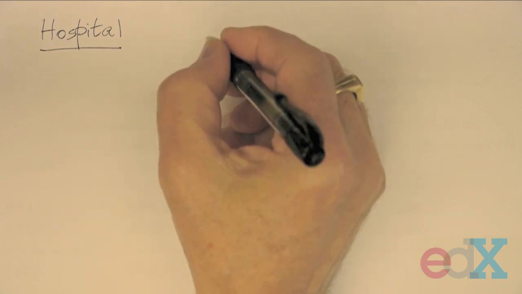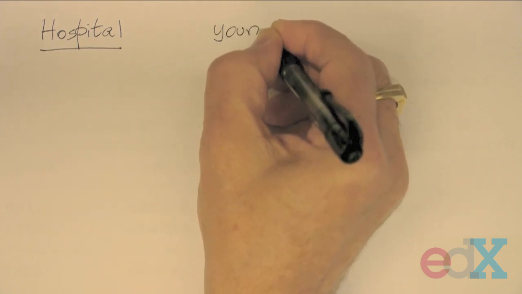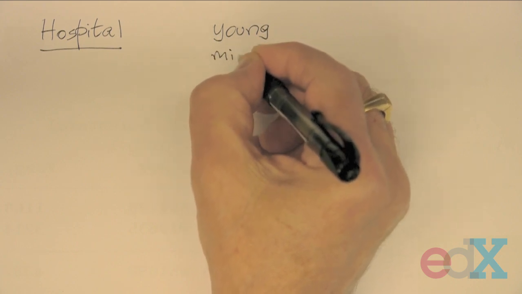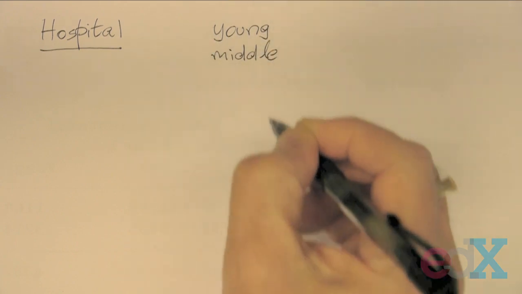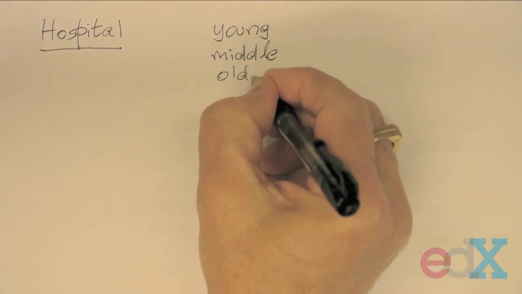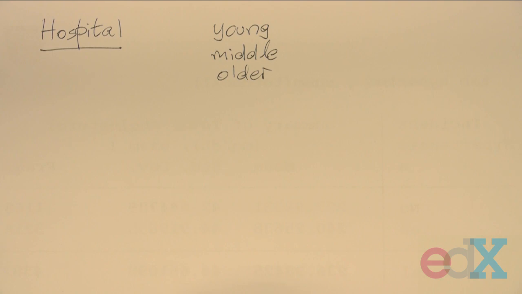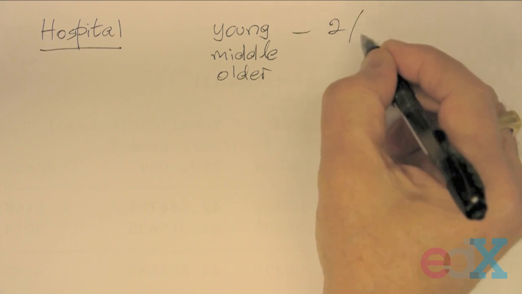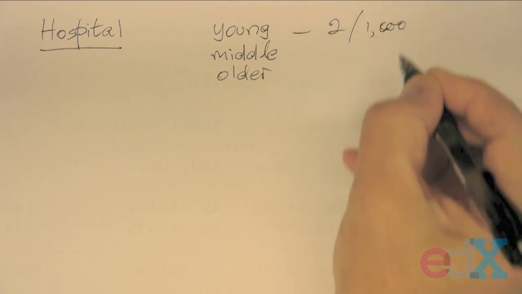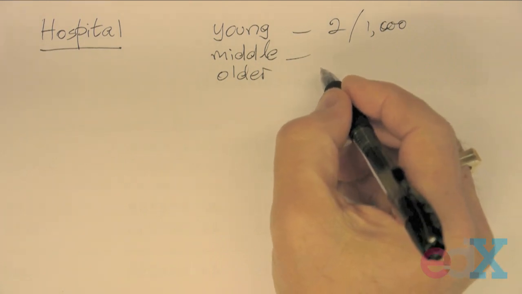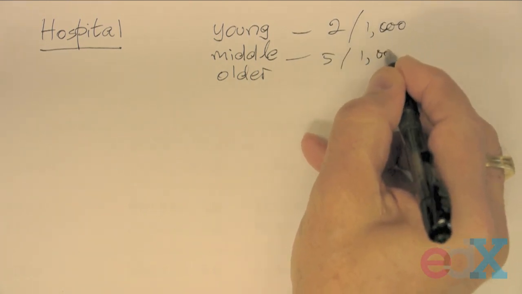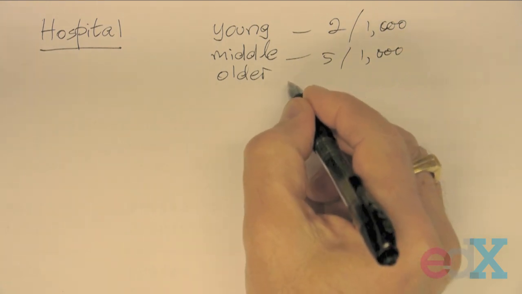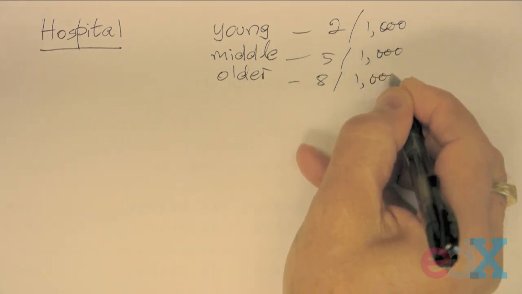Let's simplify the argument and say that there are 3 groups of people who go into the hospital. Let's say there's the young group, and then the middle group, and then older folks. So those are the 3. Now, just for argument's sake, say that the mortality rate associated with the young folks is something like 2 per 1,000, 10,000, whatever it is. Let's say 2 per 1,000. Middle group, let's say, is 5 per 1,000. And for the older group, 8 per 1,000.